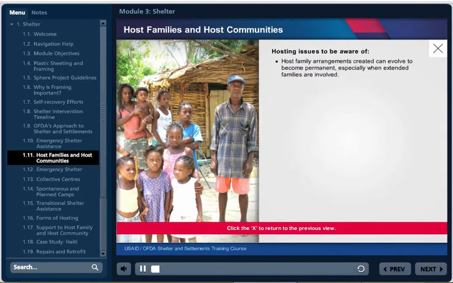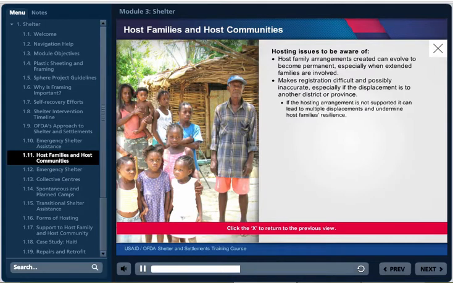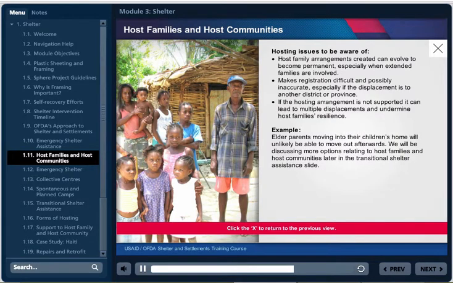Host family arrangements created during the emergency phase, however, can also evolve to become permanent, especially when families are involved. Hosting can make registration difficult and possibly inaccurate, especially if it means displacement into another district or province. If the hosting arrangement is not supported, it can lead to multiple displacements and undermine host families' resilience. For example, elder parents moving into their children's home will unlikely be able to move out afterwards. We will be discussing more options relating to host families and host communities later in the Transitional Shelter Assistance slide.